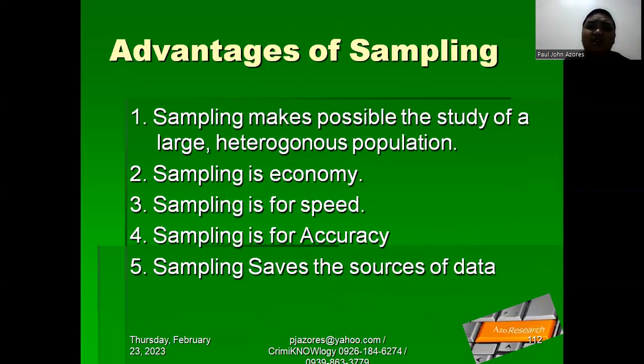Advantages of sampling. Sampling makes possible the study of a large heterogeneous population. Malaki na, malawak pa, or yung iba-iba pa yung population, pwede mong masakop. Sampling is economy, no? Mas nakakatipid. Sampling is for speed. Sampling is also for accuracy. And then, sampling saves the resources of the data.